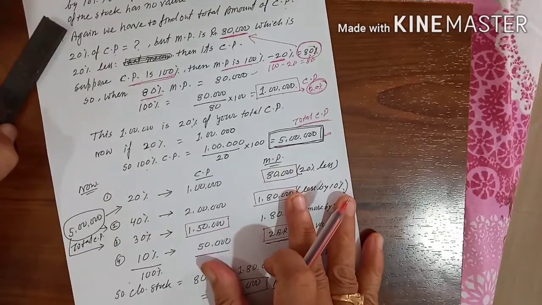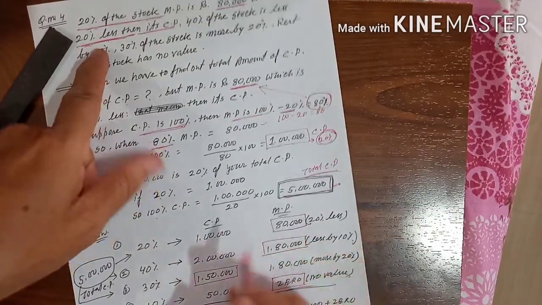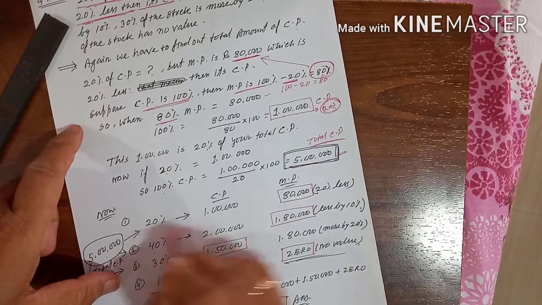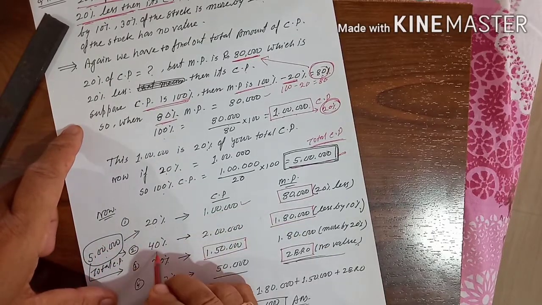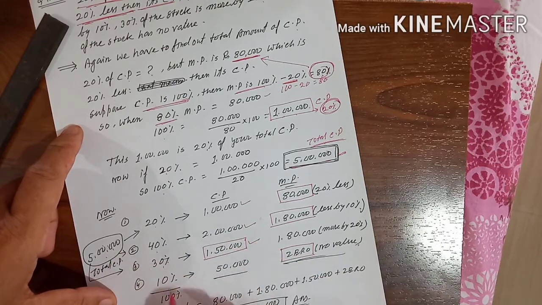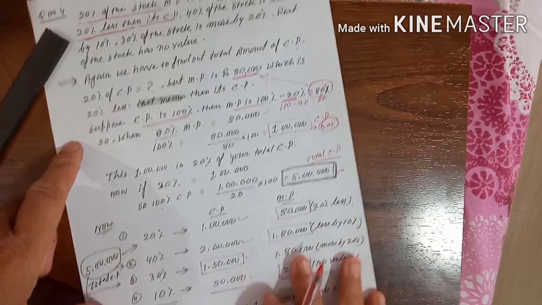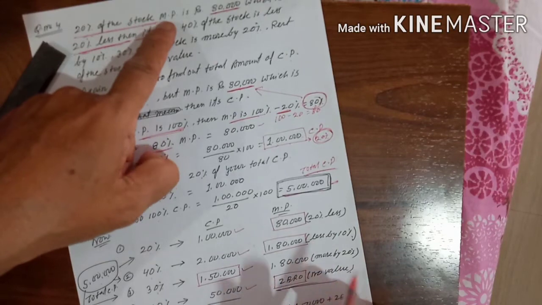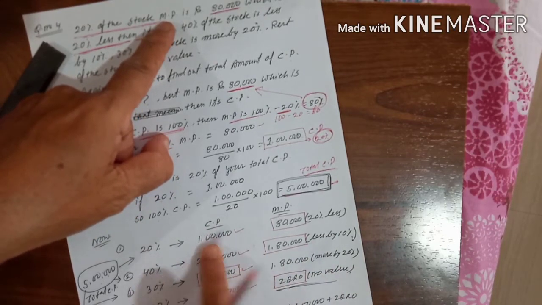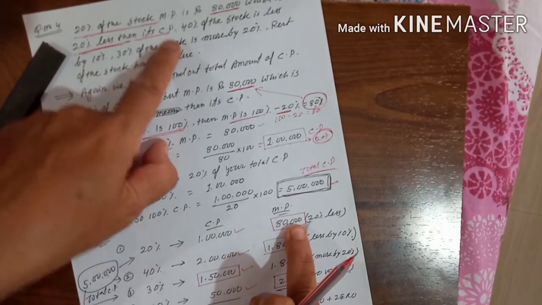Now what information is given, one by one? 20% is 5 lakh, 20% is 1 lakh; 5 lakh, 40% is 2 lakh; 5 lakh, 30% is 1 lakh 50,000; 5 lakh, 10% is 50,000. What is given? 20% of the stock is 80,000. So this 1 lakh became 80,000, which is given already.